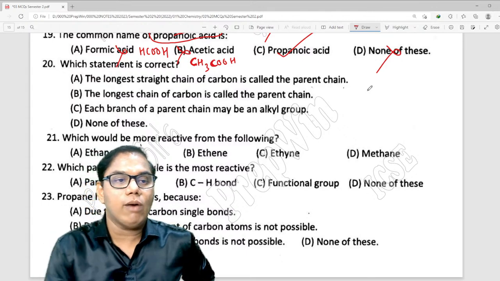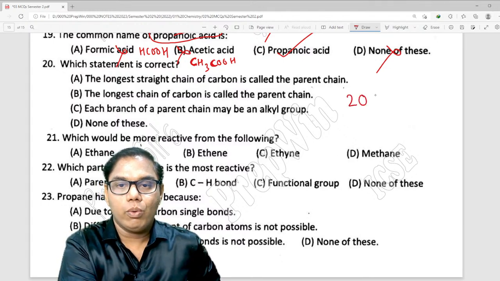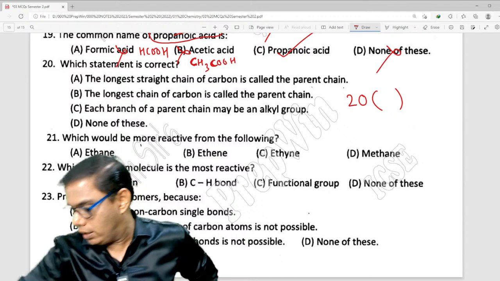Which one? 20 ka. What is the answer for 20? Question number and your option, A, B, C or D. Which one? 20 ke liye.